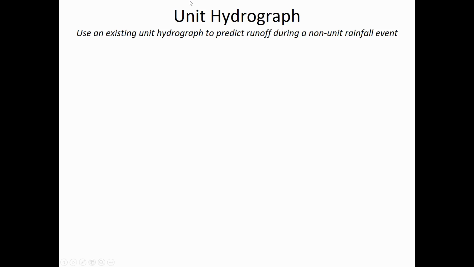So again, the unit hydrograph idea is you use some given unit hydrograph to predict how much runoff there's going to be during a storm event that lasts other than the given duration and other than the given amount. So you can extrapolate both time and quantity to find the resulting effect.